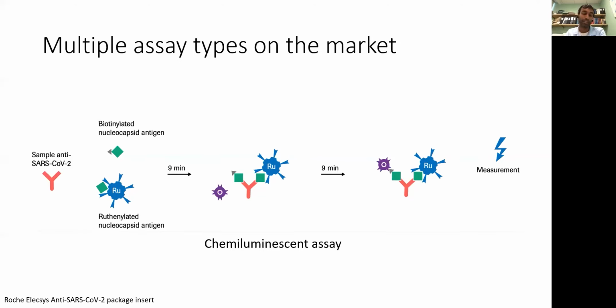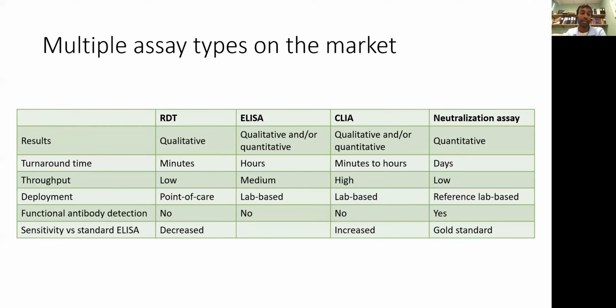So looking at these three tests side by side, the RDT being the lateral flow assay, or the LFAs, the ELISAs, the chemiluminescent assays in the third column, and on the right are the gold standard neutralization assays. Results for the lateral flow assays are qualitative. They're either positive or they're negative. ELISAs and chemiluminescent assays can be qualitative or semi or fully quantitative, whereas neutralization assays are a quantitative test.